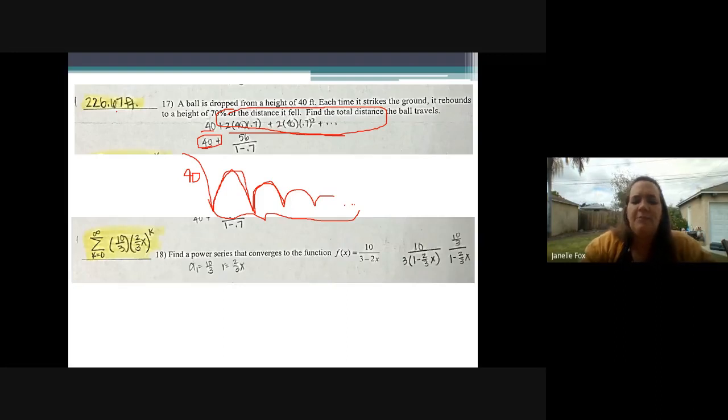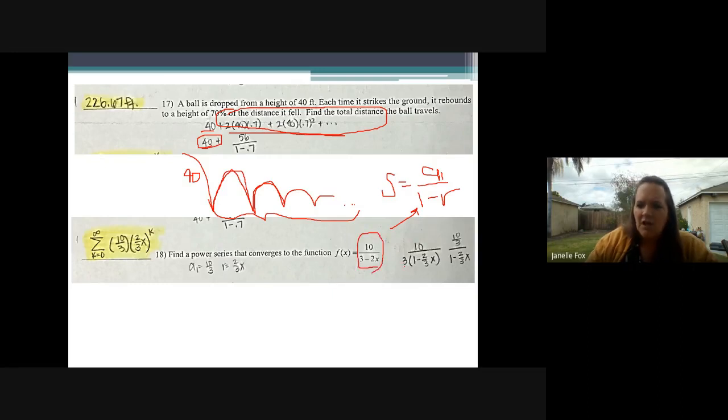Okay, this one says find a power series that converges to this guy right here. We are looking for something, it's just kind of popular in these last couple of questions, where S is equal to the first term, right? It's just popular again. S for a geometric series is equal to the first term over 1 minus R. What is super key, guys, is getting a 1 in this spot. This guy right here did not have a 1. So I had to factor out a 3 to make it be a 1.